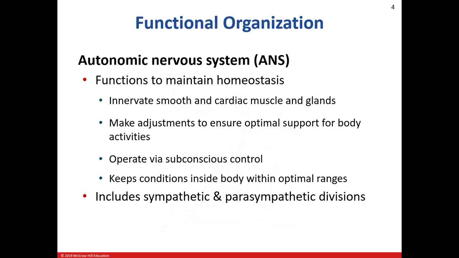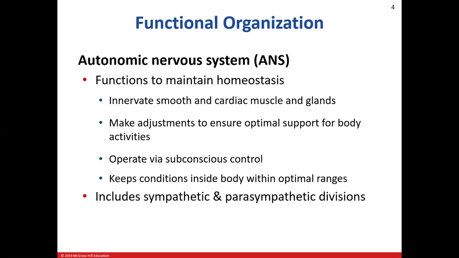Now, when we look at the additional component of the functional organization, we also look at the autonomic nervous system, and that's going to be the major point of this particular chapter. The autonomic nervous system functions to maintain homeostasis throughout the body. It often operates under subconscious control, so you really don't have to think about doing it, it just does it.